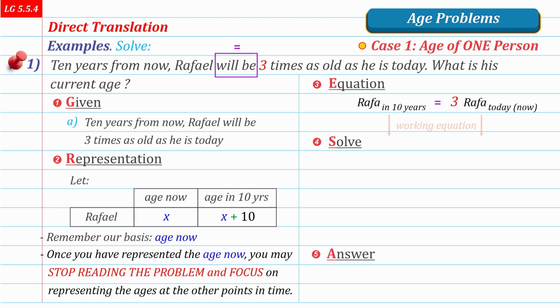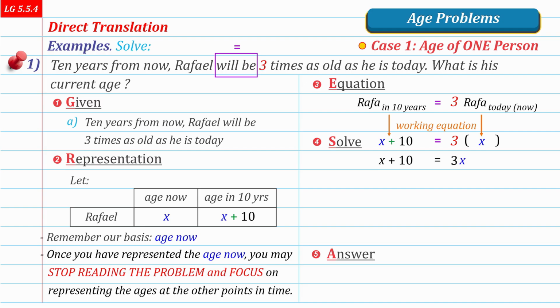So the resulting working equation now will be Rafael's age in 10 years, it's X plus 10, substitute the value from our table. Will be means equals, so let's write the equal sign here. And then 3 times his age today or age now is represented by X. In the end, the resulting working equation is X plus 10 equals 3X. Now we solve for X.